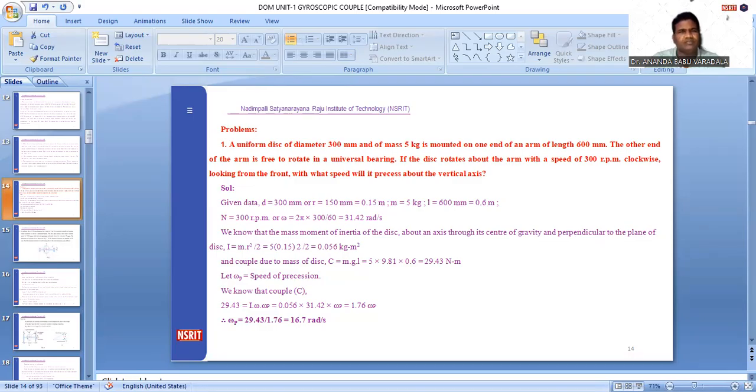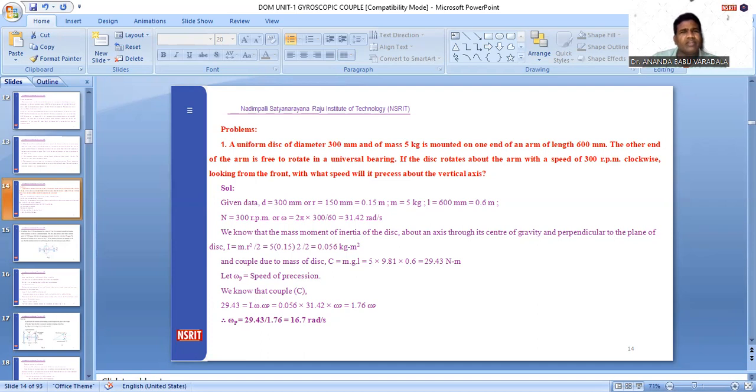seeing this presentation. In earlier classes, we have discussed the precessional angular motion and the gyroscopic couple and the vector diagrams, and what is the axis of spin, what is the plane of spinning, what is the axis of precession, what is the plane of precession, and the axis of active gyroscopic couple and axis of reactive gyroscopic couple and plane of gyroscopic couple.